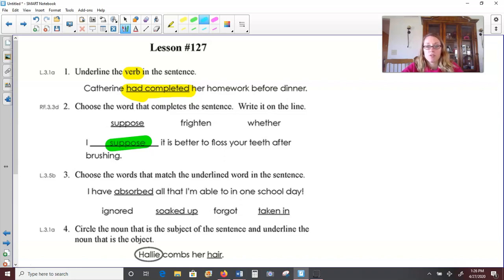Number 3, choose the words that match the underlined word. I have absorbed all that I am able to in one school day. Absorbed, what does that mean? I have ignored all that I'm able to? No. I have soaked up? Yeah. I often think of the word absorbed when I'm thinking of a sponge or a paper towel. So I have soaked up all that I'm able to in one school day. I have forgot all that I'm able to. Hopefully not. Taken in. Absorbed means taken in or soaked up.